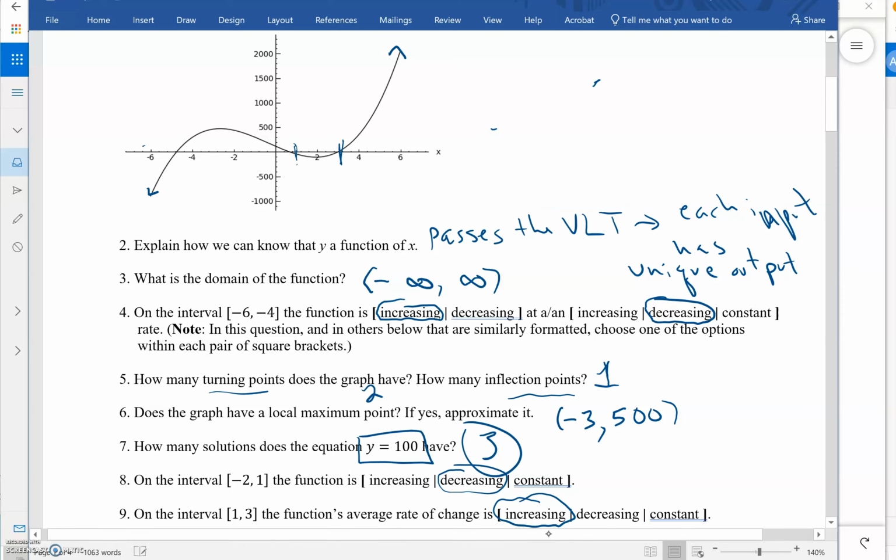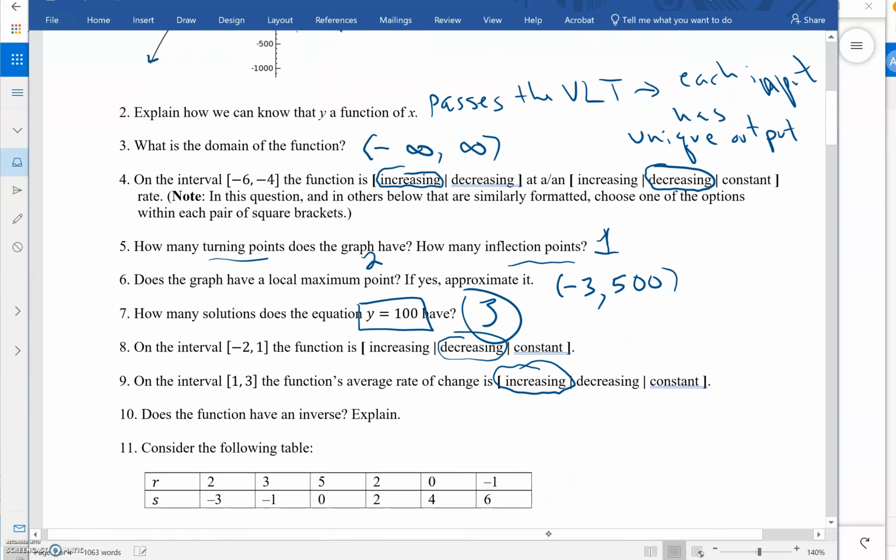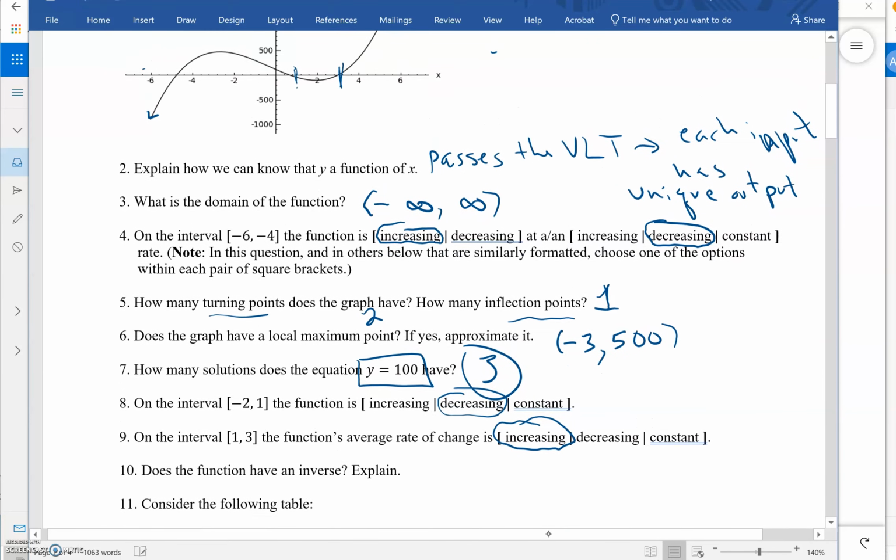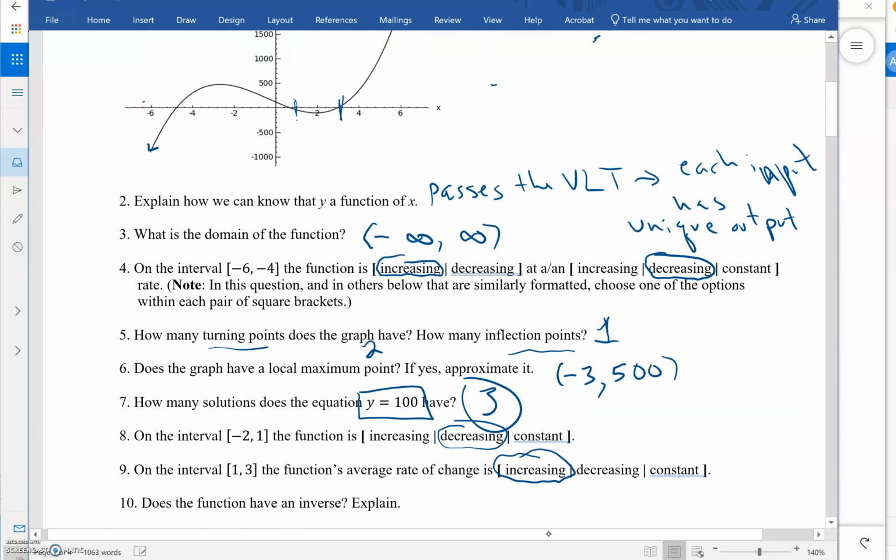So we got one more question, I think, on this picture. Does the function have an inverse? Well, in order to have an inverse, it has to pass the HLT, the horizontal line test. So does it pass the HLT? Well, what that means is, can any horizontal line intersect the function only once?